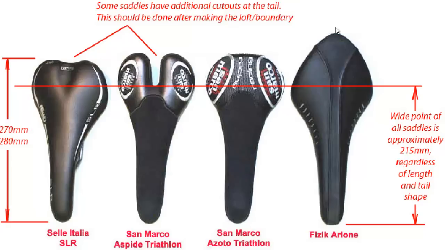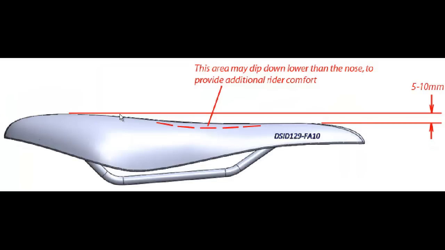Seats that have a pointy tail will be longer than this. However, the widest part of a seat, which is where the pelvic sit bones rest, is always about 215 millimeters from the nose of the seat, regardless of the tail shape. The widest point of the seat will also tend to be the highest point of the seat, and then will taper downward toward the nose. Usually the nose is anywhere from 5 to 10 millimeters below this high point. Some seats will also be additionally scooped out in this area to provide additional comfort.